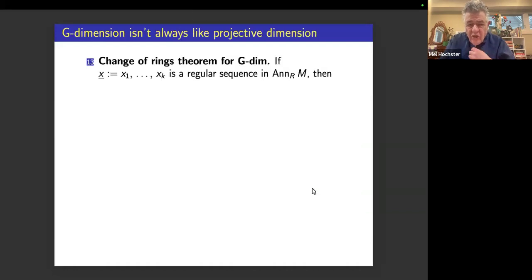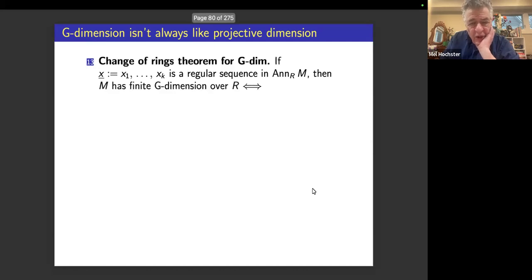So there's a nice change of rings theorem for G dimension. And by the way, if you're one of the people who likes to just read the theorems and prove them all for yourself, you might like a little bit of a challenge with this one. It's not so straightforward. But if you have a regular sequence X in the annihilator of the module, M has finite G dimension over R if and only if M has finite G dimension over R mod X. It's a module over both.